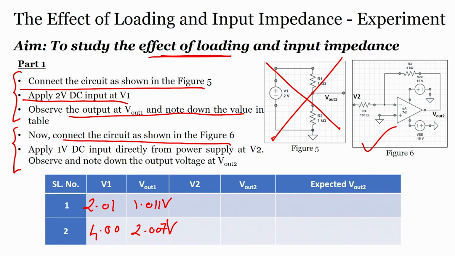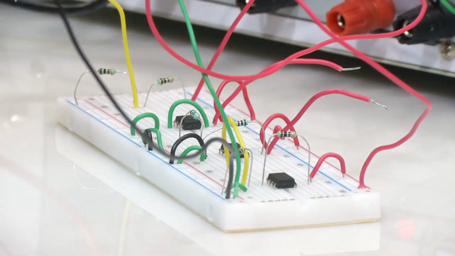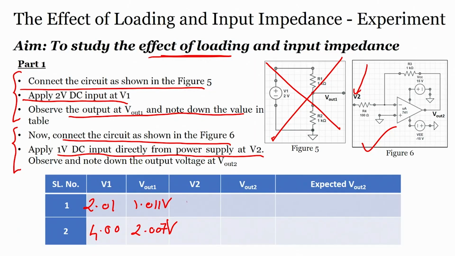What does figure number 6 say? Connect the circuit as shown in figure 6, connected. Now, apply 1 volt DC input directly from the power supply at V2. We have to apply 1 volt here, and observe and note down the output voltage V out 2. Let me write down 1 volt at V2. This is the inverting amplifier circuit we have seen. Now, he is showing you how to connect the resistors across the op amp to form the inverting amplifier.